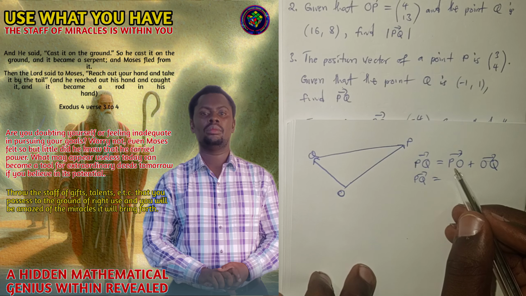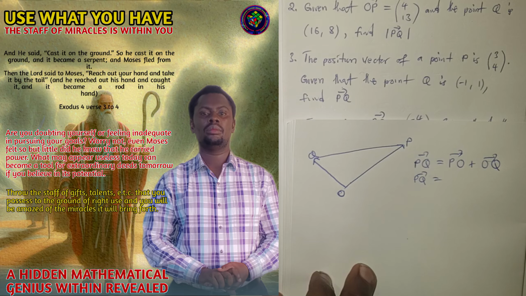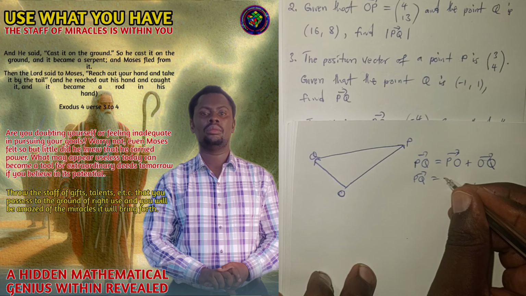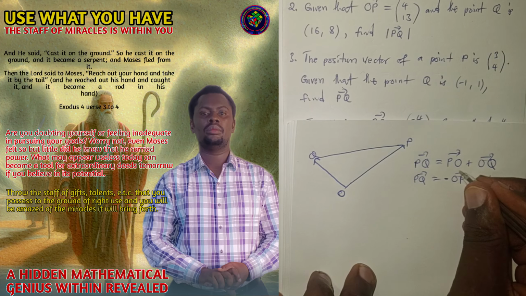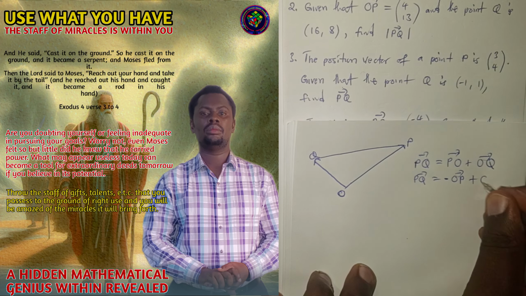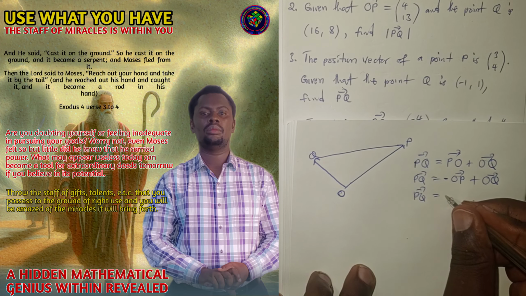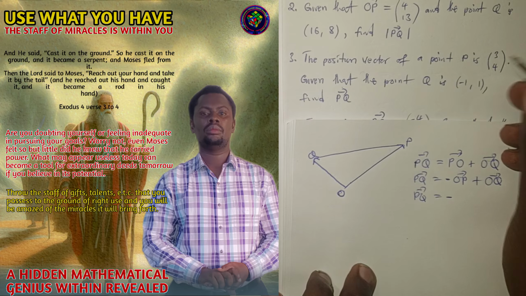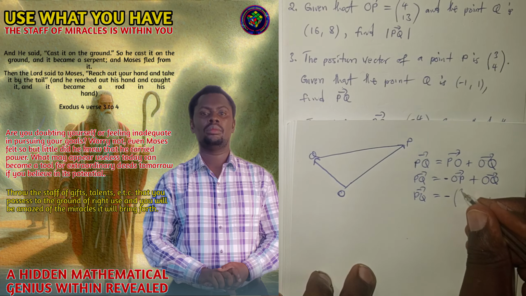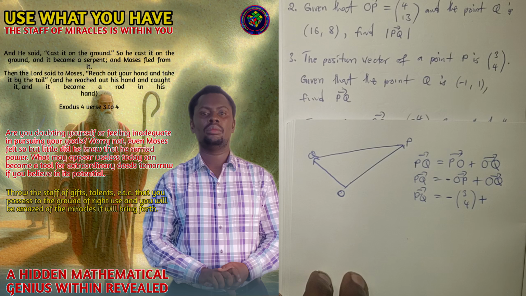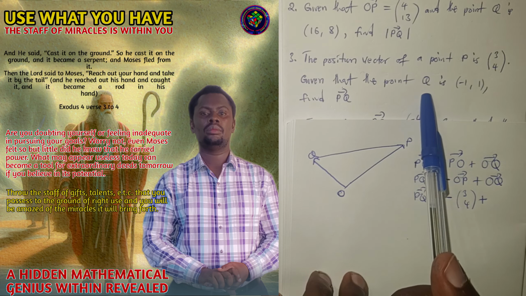Now the normal route is to start with O, then P. But here we have PO. PO is the opposite of OP, and in mathematics, if we talk of opposite, it means negative. So PO is just the negative of OP. So we have negative OP plus OQ. So PQ is equal to negative OP, that is (3, 4), plus OQ.